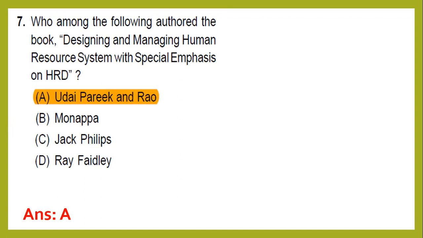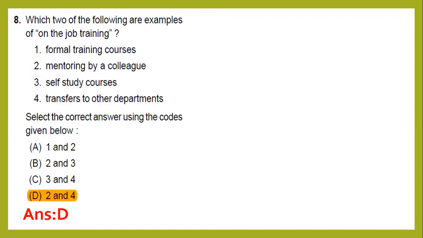So this is the correct answer. Eighth one. Which two of the following examples of on-the-job training is correct? So here the option is D. 2 and 4 is correct. That is mentoring by colleague and transfer to other departments. So these are the two forms of on-the-job training. So the correct answer for eighth question is D.